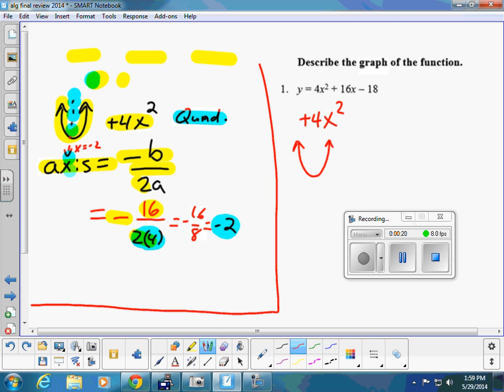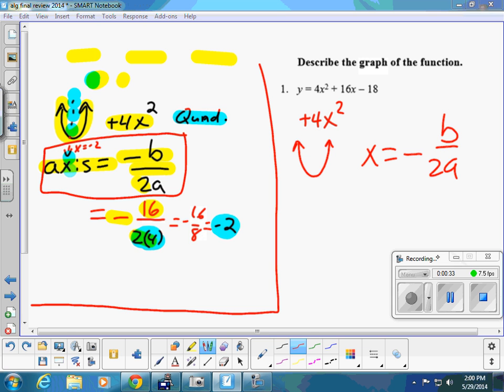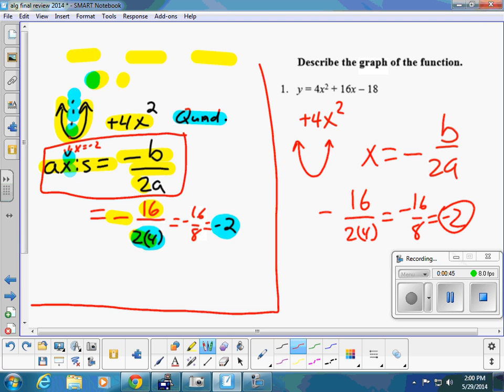It is a quadratic, and we have to figure out the axis of symmetry. And the formula for the axis is right here. So x equals the negation of b over 2 times a. And in this case, the b value is 16. So the negation of 16 over 2 times 4, which is negative 16 over 8, which is negative 2. So your axis of symmetry is 2. So that's the information you need to describe this graph for this question.